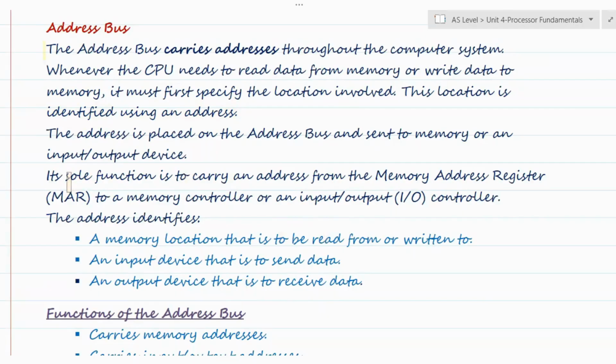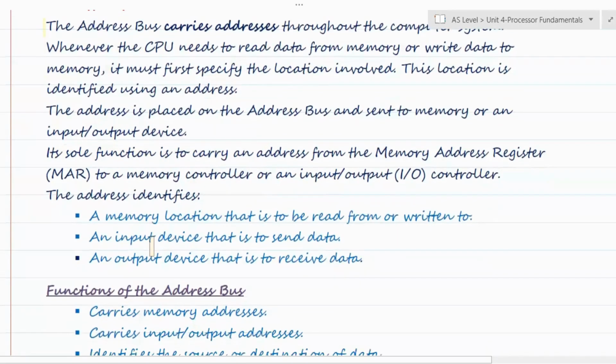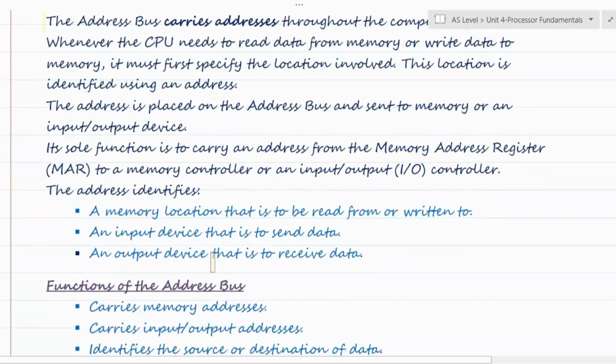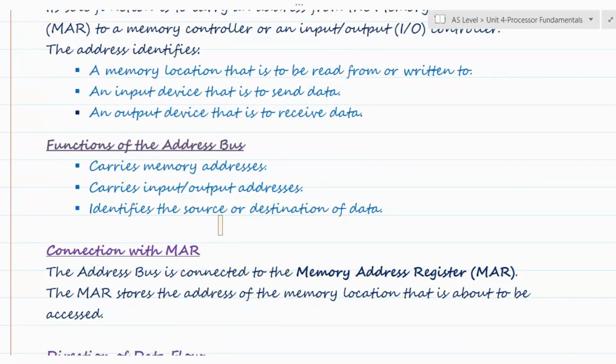Its sole function is to carry an address from memory address register to the memory controller or an input-output controller. So basically, addresses identify the memory location that is to be read from or written to, an input device that is to send data, an output device that is to receive data. Okay. So functions of the address bus are: it carries memory addresses, it carries input output addresses, it identifies the source or destination of the data.